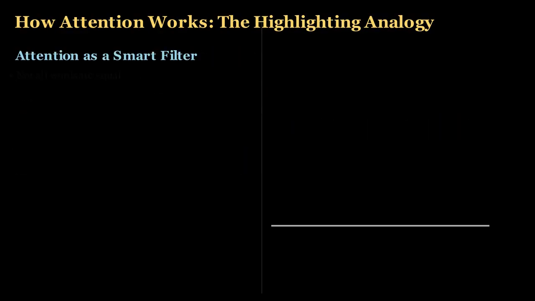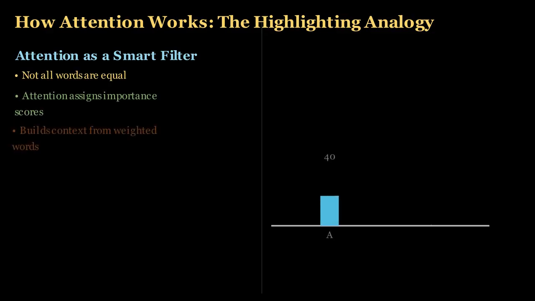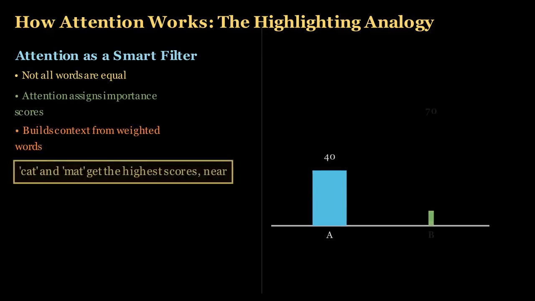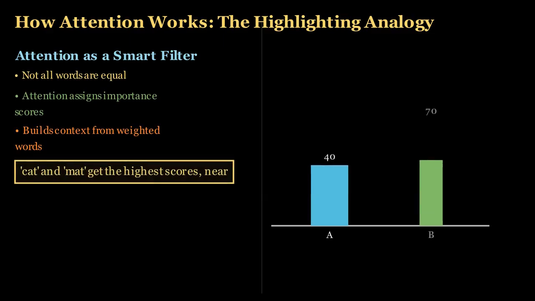So, attention is a smart filter. It looks at every word in a sequence, calculates an importance score for each, and then uses those scores to build a focused, context-rich understanding, just like your brain does when you read.